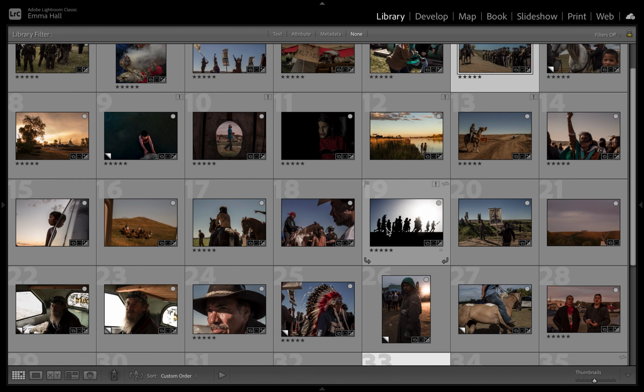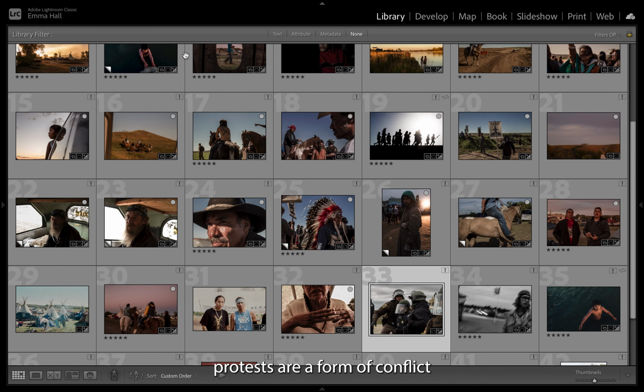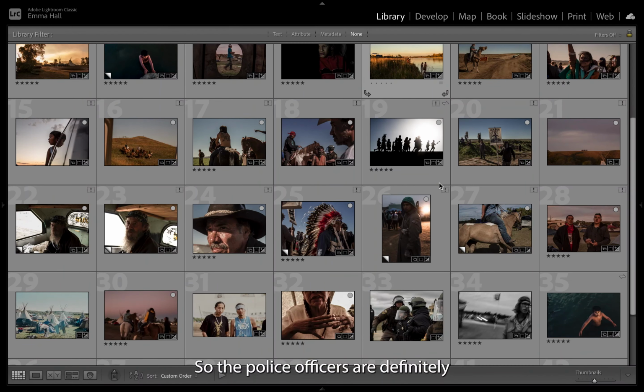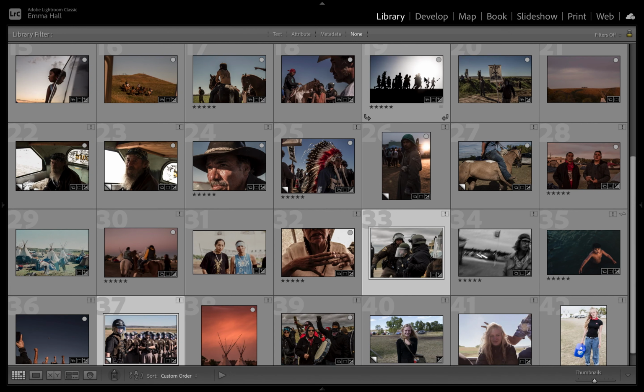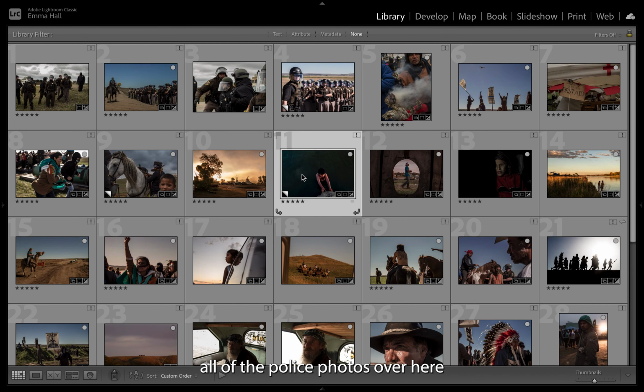Obviously protests are a form of conflict, and you need to have conflict in your story. So the police officers are definitely one of the biggest storylines, the clashes with the protesters and things like that. So I'm just going to move all of the police photos over here so we can take a look at them.